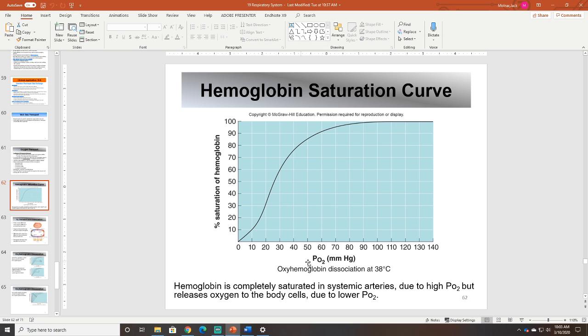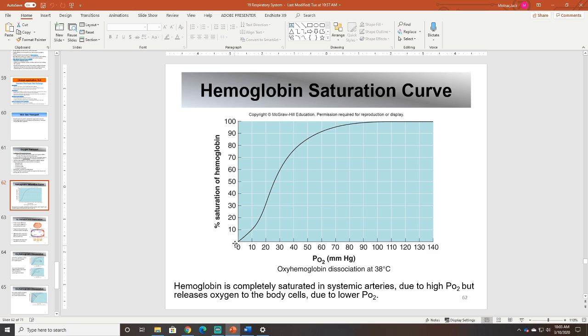So what do we have on the x-axis? That's the partial pressure of oxygen. And what do we have on the y-axis? That's the percent saturation of the hemoglobin. So, what percentage of the total hemoglobin is saturated with oxygen, right? Because some of it will have oxygen bound to it, some of it might not, right? Each hemoglobin can bind 4 oxygen molecules. All right, so here's 100%, that's the maximum possible.